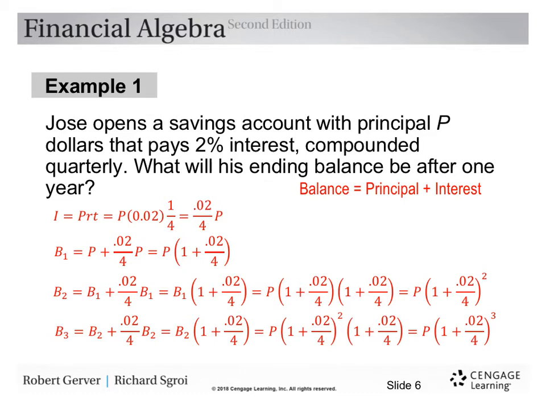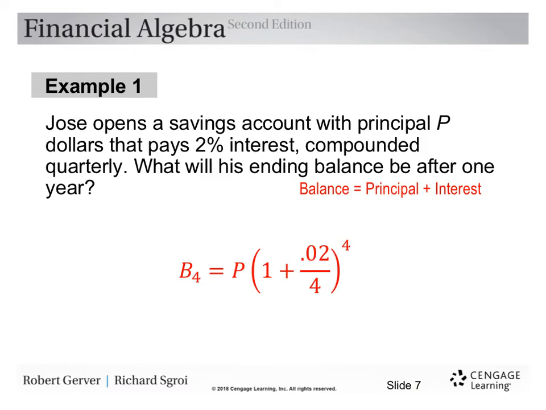So let's look at the balance after the third quarter. We substitute in the balance after the second quarter. And if we simplify, we end up with the balance after the third quarter equal to his initial principal times 1 plus 0.02 over 4 raised to the third power. Now notice some things about the balance after the first quarter, the second quarter, and the third quarter. You'll notice some similarities and some patterns here.